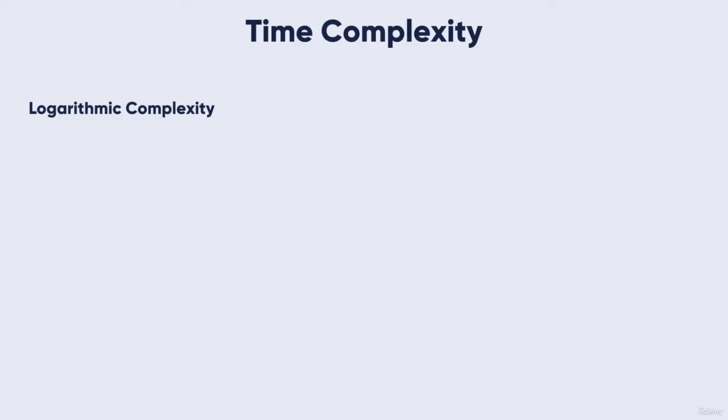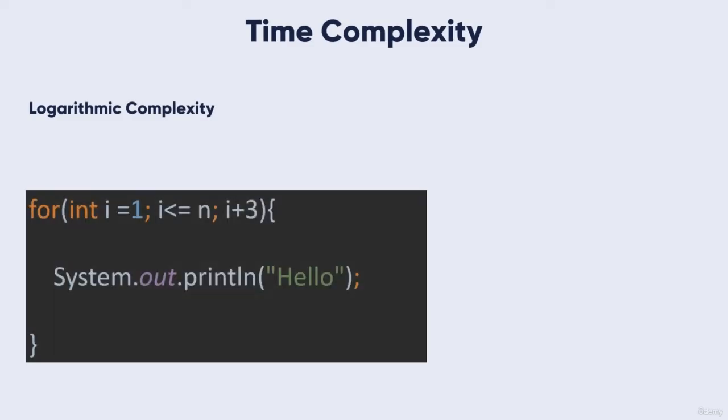Let's go to the coding. We have, in a logarithmic complexity, an example of a for loop that is going to print System.out.print hello. But this time it's very different. You see, guys, int i starts from 1 and stops at n, but this time the iteration will be increased every time by 3. So every time I will loop through and add 3.